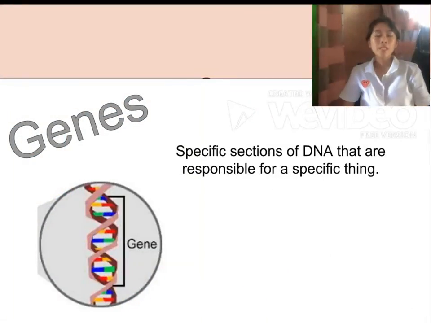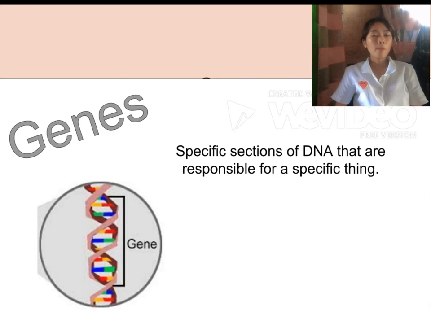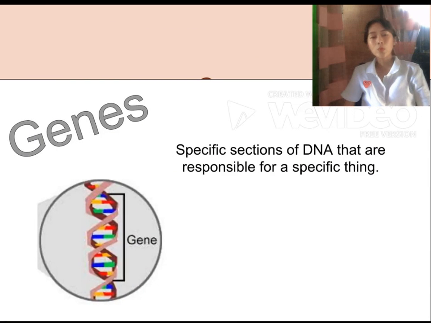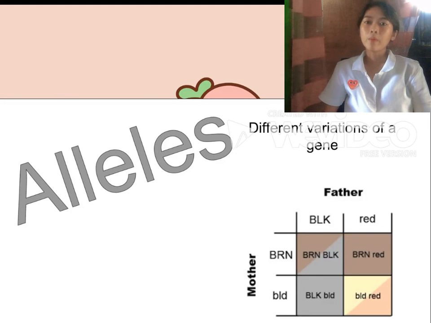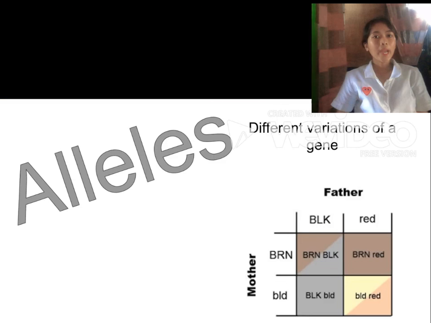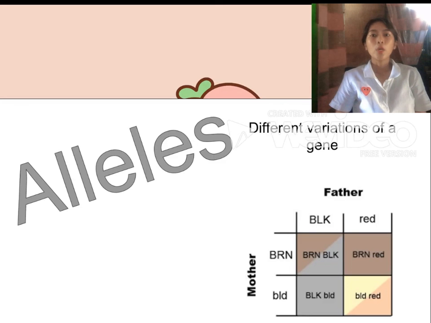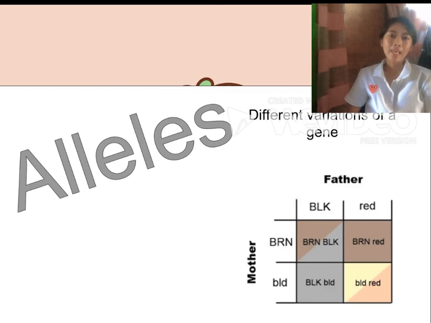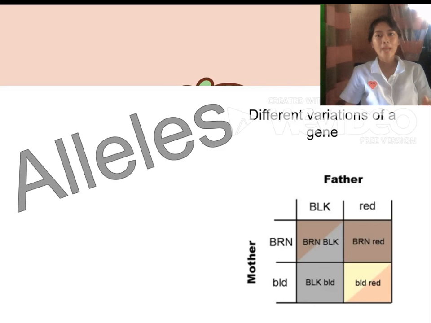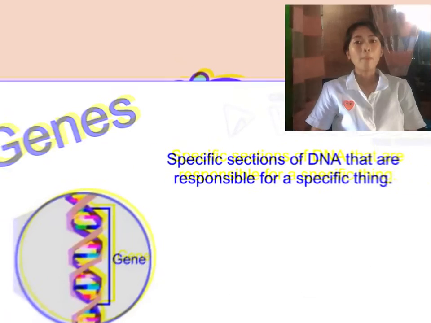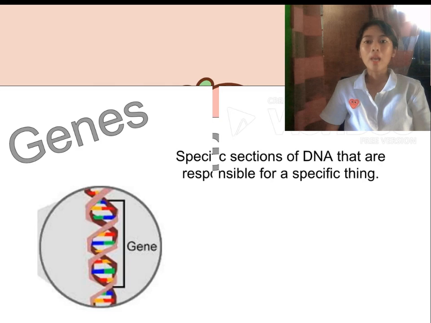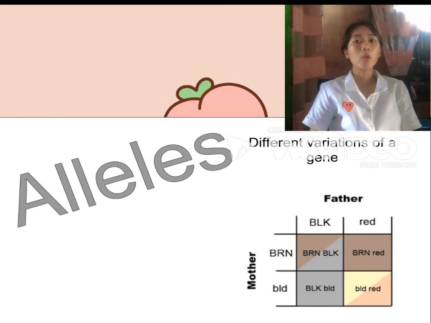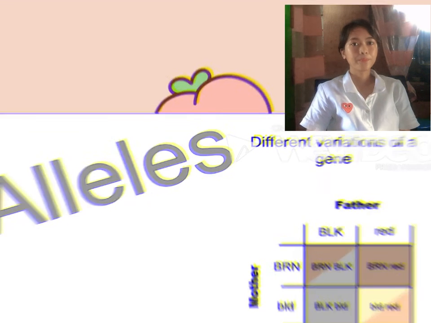Genes are specific sections of the DNA that are responsible for specific things such as your hair color. Alleles are the different variations of these genes. For your hair color gene, you may have a black allele from your father and a blonde allele from your mother. Remember that genes are the sections of DNA while alleles are the variations of these genes.